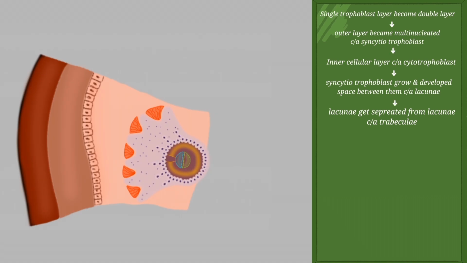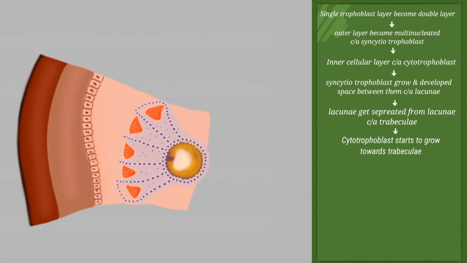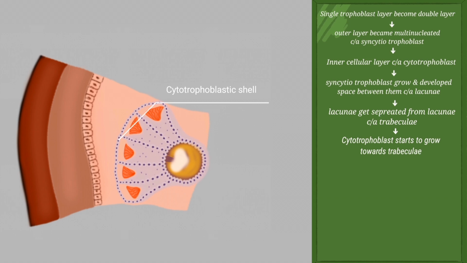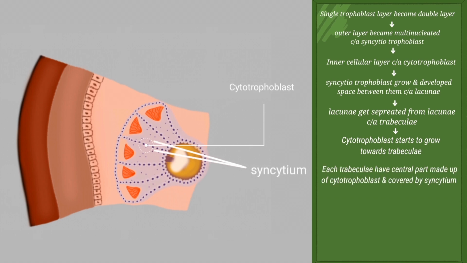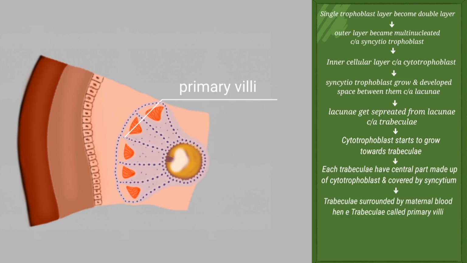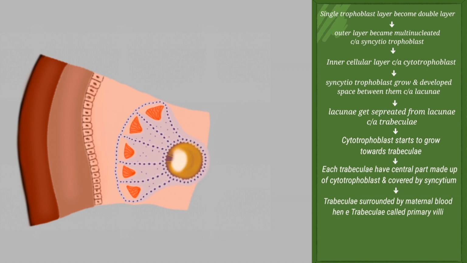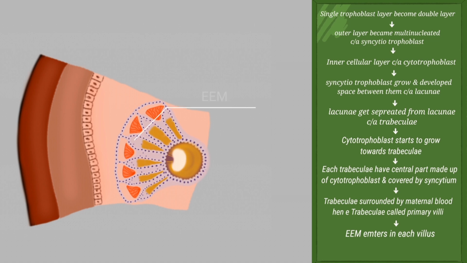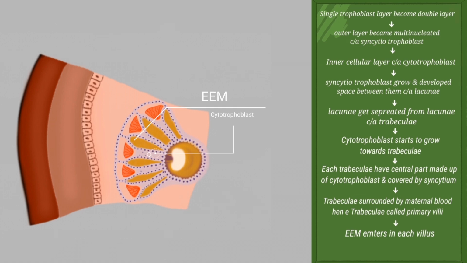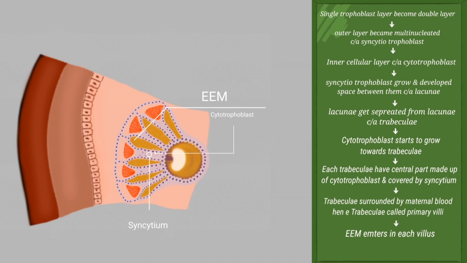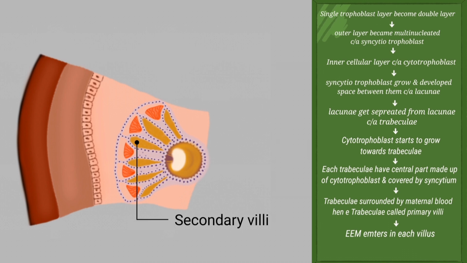Now coming to our structure, cytotrophoblast starts to move outside from the syncytiotrophoblast and forms the outer cytotrophoblastic shell. Here each trabeculus has a central part made up of cytotrophoblast and covered by syncytium. Now trabeculae surrounded by maternal blood are called primary villi. After that, extraembryonic mesoderm enters each villus, forming extraembryonic mesoderm surrounded by cytotrophoblast surrounded by syncytiotrophoblast. This structure is now called secondary villi.